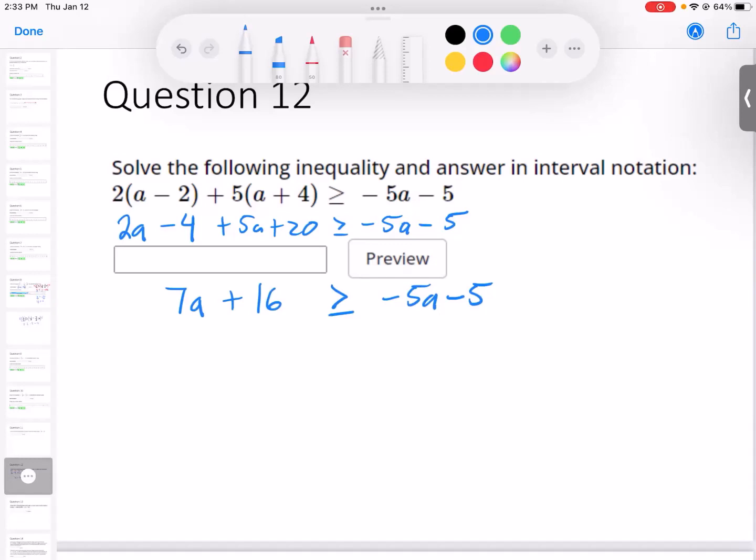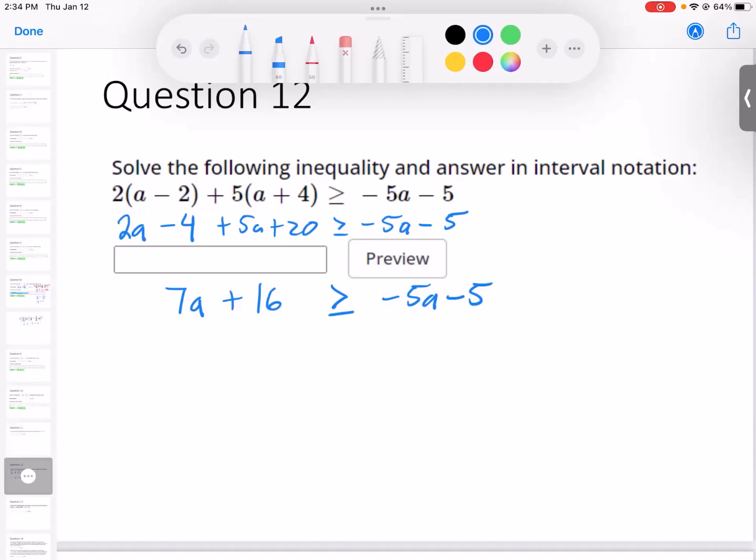Now I still have multiple variables. I have a -5a on one side and I have a 7a on the other side. So just like with equations, you want to get rid of one of those. So you could choose to subtract 7a, which would cancel this one out. And then on this side, you'd end up with a -12a. I wouldn't personally do it that way because if you have a -12a, eventually you're going to have to divide by -12 and remember to switch your inequality.